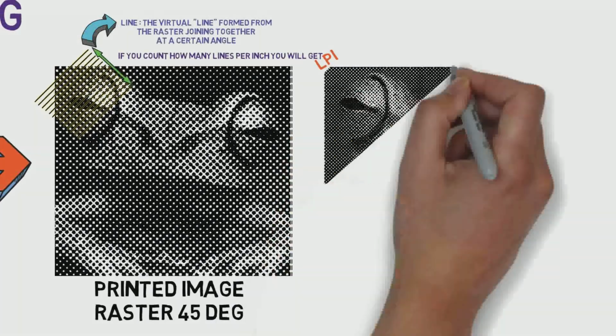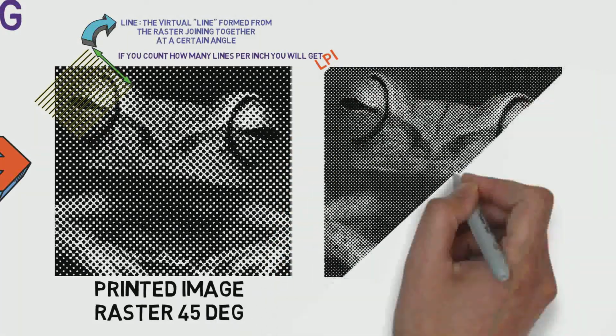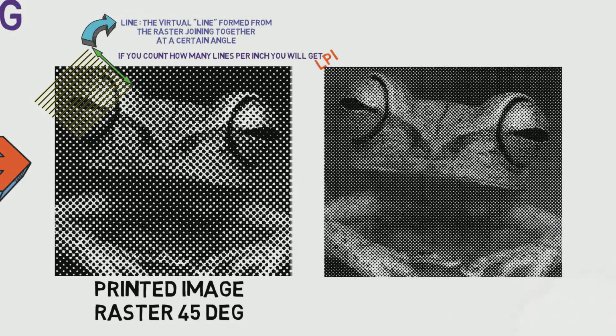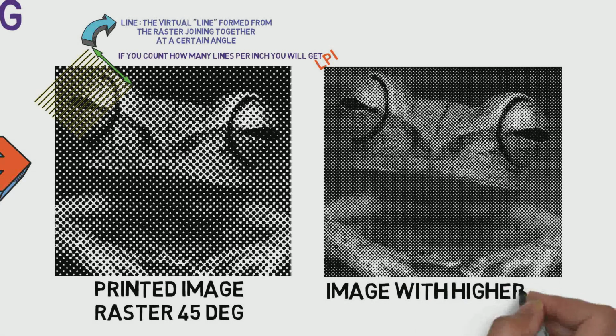Okay, let me pull up a new image. Can you see the difference between the image on the left and the right? On the right image, you can see more detail. And this is because the right image has a bigger LPI value than the left image. So as you can see, the LPI value corresponds to the printed image resolution.